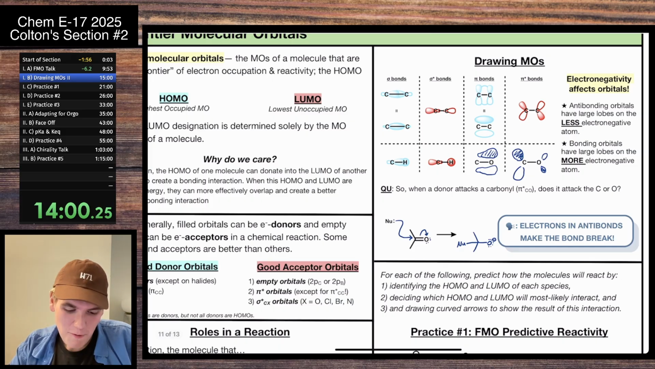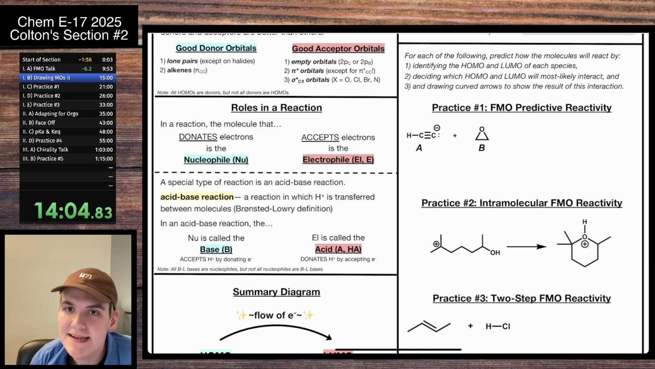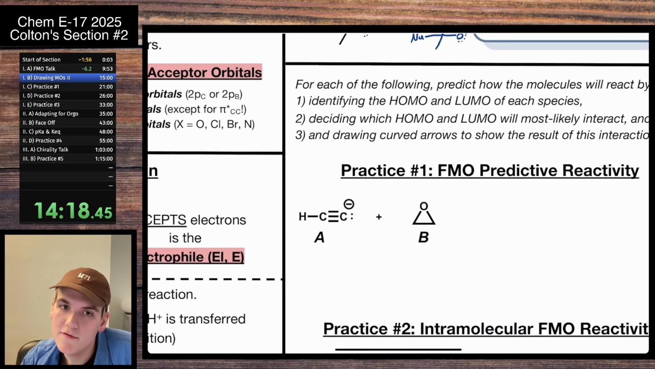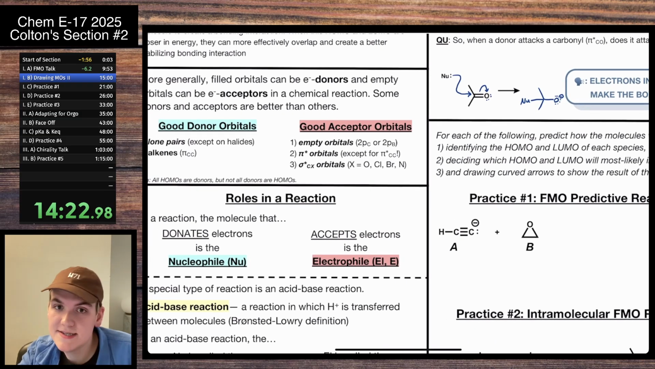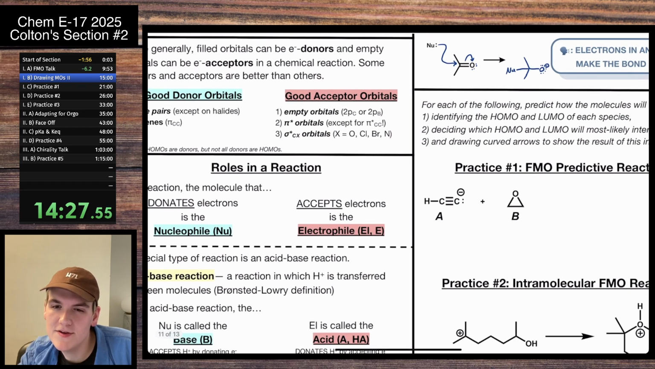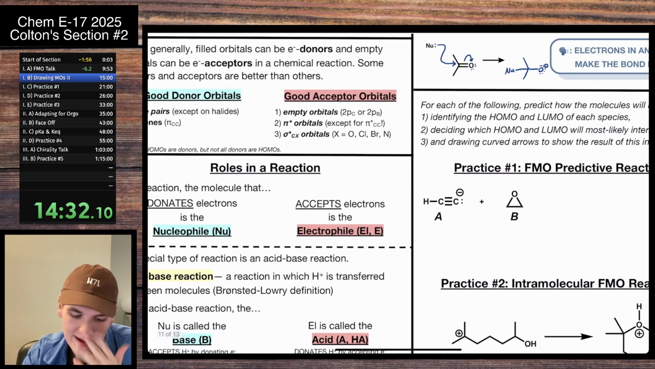The first 3 practices are going to be predicting how 2 molecules are going to react. That sounds like a really scary thing, but MO theory gives us a tool to narrow down our possibilities. First, we are going to try to identify the HOMO and LUMO of each species, and to do that, we are going to use our shortcut list here. I will take the lead on the first one, and then I'm going to ask y'all to take more of the lead on the second and third one, but just for y'all to see the process of what we're looking at.